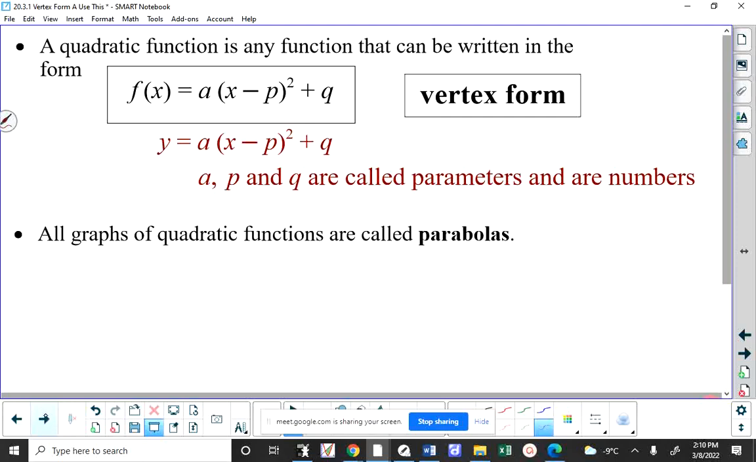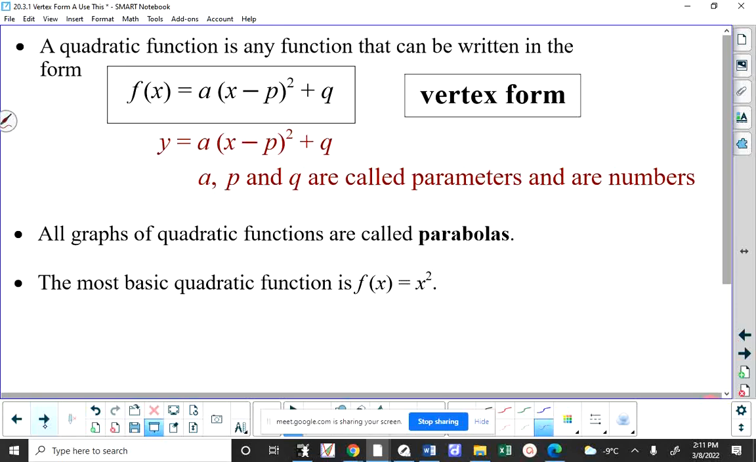So all graphs of quadratic functions are called parabolas. Again, comparing things here, like last year in grade 10, all graphs of linear functions are called lines. What is the graph of a quadratic function called? A parabola. It's a particular shape that we'll become intimate with in a minute. And as I said, the mother of all quadratic functions, the one that produces every quadratic function in the universe, is really y equals x squared.